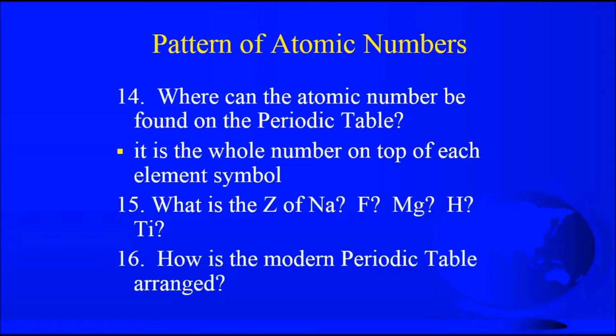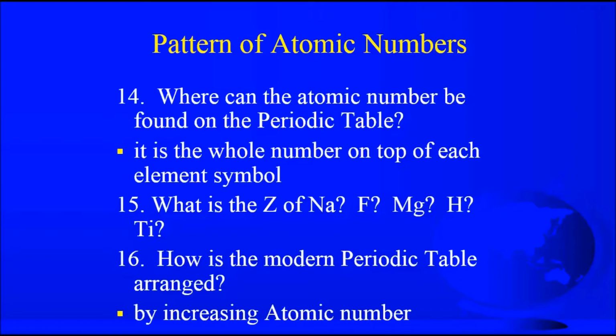How is the modern periodic table arranged? Did you notice? Go from left to right. What happens to atomic number? It increases. It is arranged by increasing atomic number.